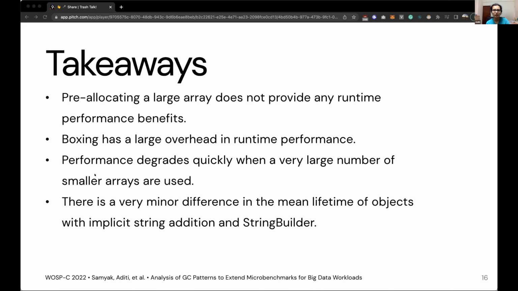There is a very minor difference in the mean lifetime of objects in string builder and implicit addition. String addition scales linearly with string sizes. String builder is slightly more performant, and this could possibly be attributed to the fact that using implicit additions creates extra objects which fill up the heap faster, triggering more frequent GC, and hence the lifetime of the objects is shorter. Although string builder can be slightly more performant, the convenient syntax of implicit addition makes it the clear choice when applicable. String addition also scales linearly with string sizes.